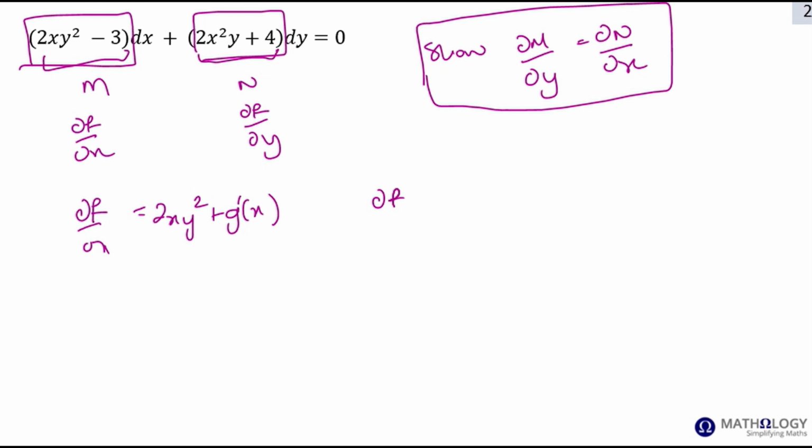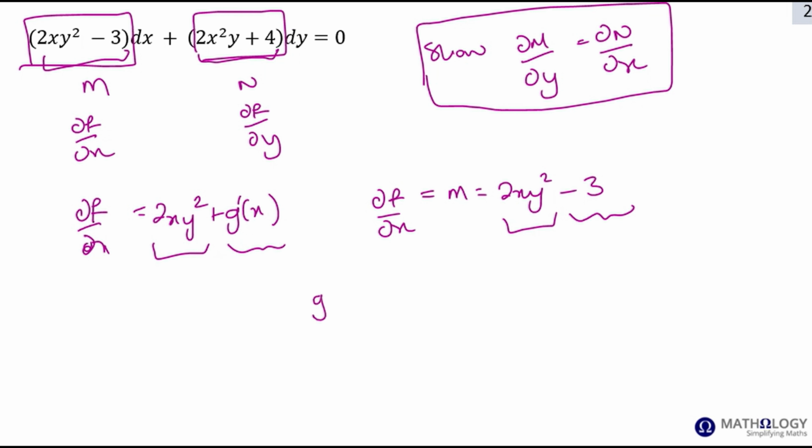The partial of f with respect to x is m, which is 2xy squared minus 3. So comparing these two expressions for the partial of f with respect to x, we can see that we have 2xy squared in both expressions, and g prime x and minus 3. So clearly g prime x must equal minus 3 for these two expressions to be equal. So integrating, g of x will therefore be minus 3x.